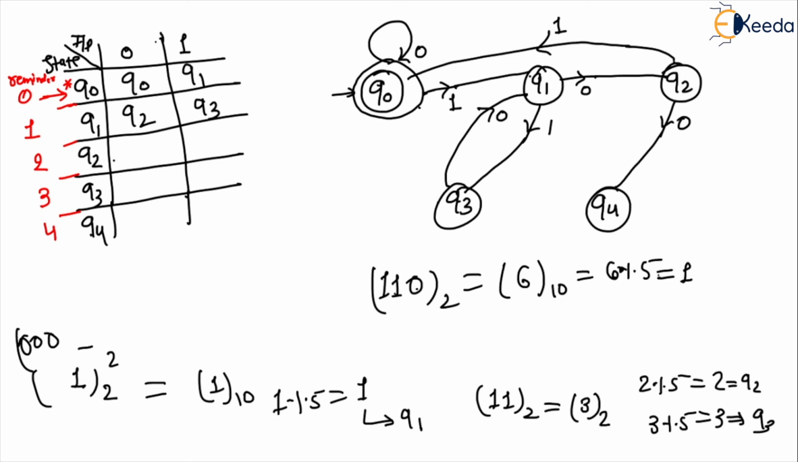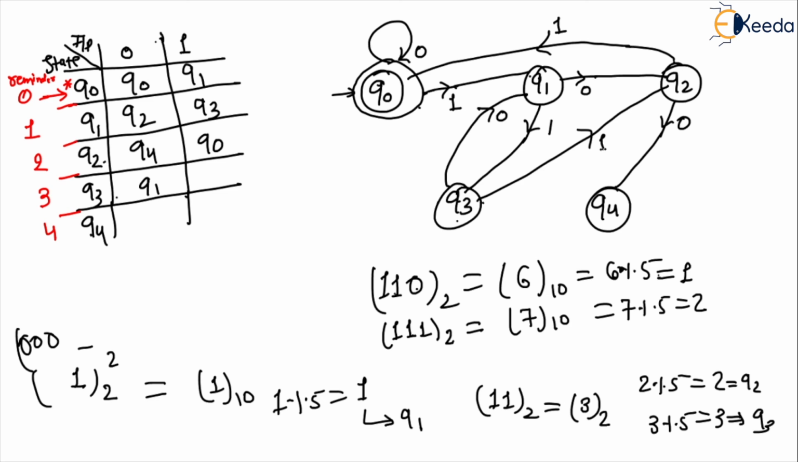So just the table also. For Q2, on 0 input it goes to Q4, on 1 input it goes to Q0. Q3, on 0 input it goes to Q1. On 1 input, so to reach Q3 state the input is 11, and when you apply input 1, the complete string is 111 in binary, that is 7 in decimal. So when you divide by 5, the remainder is 2. Hence on input 1 it goes to Q2. Now on input 0 to Q4 state.